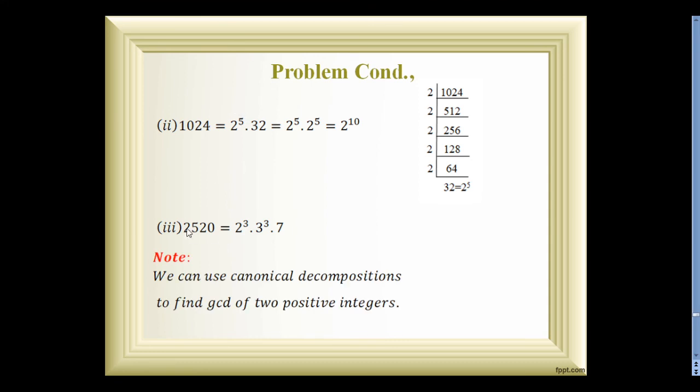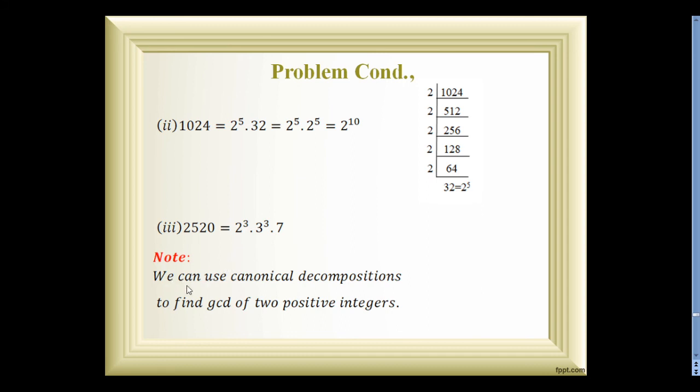Next we will see 2520. Like a factorization, when you do it, you are able to write the powers of primes. P1 is 2 power 3, then 3 power 2 into 5 into 7 you will get. So this is the canonical decomposition of 2520.